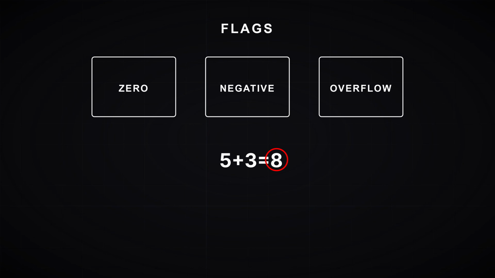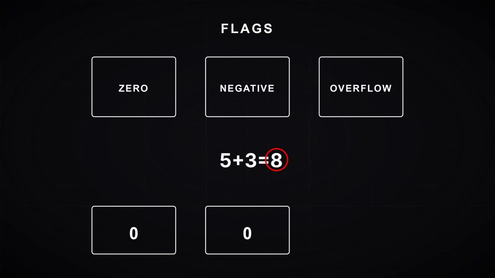Was the result 0? No, so the zero flag stays at 0. Was it negative? No, 8 is positive. Negative flag stays at 0 too. Did it overflow? No, it did not. Let me explain. Imagine a register that can only hold numbers up to 15. If our result had been 17, it wouldn't fit. That's overflow. But 8 fits easily, so the overflow flag stays at 0 as well. The ALU is basically saying, clean result, nothing weird happened. There are more flags out there depending on the architecture, but these three give you the idea.